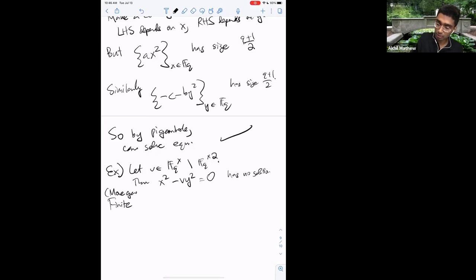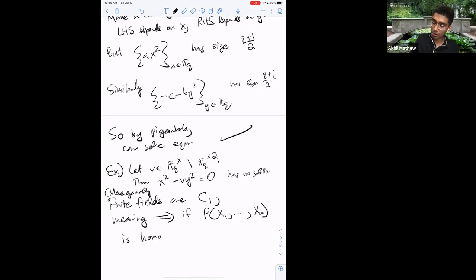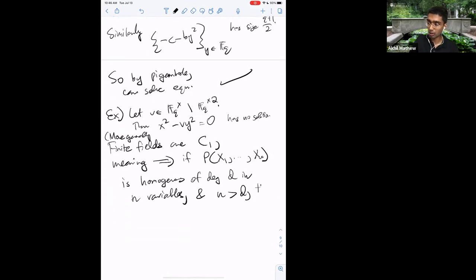So more generally, finite fields are what's called C1, meaning if you have a homogeneous polynomial P of X1 through Xn, homogeneous of degree d in n variables, and n is greater than d, so there are more variables than the degree, then there's a non-trivial zero. So there's a zero of this polynomial which is not just the zero vector. So there's a non-trivial zero in the finite field. Any field that has this property is called C1.